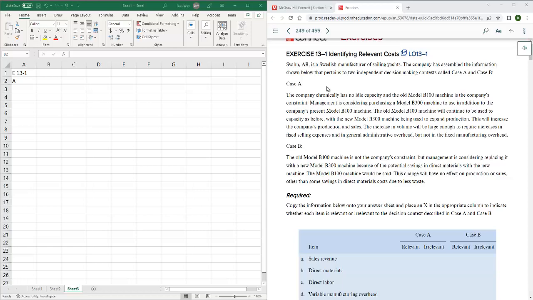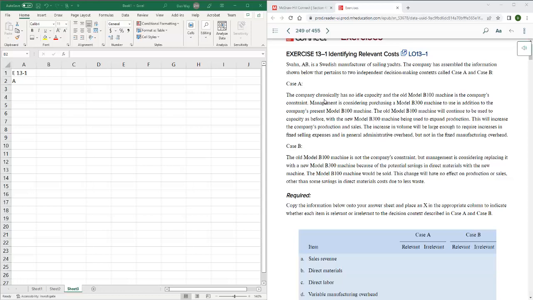So that said, Svan AB is a Swedish manufacturer of sailing yachts. The company has assembled the information shown below that pertains to two independent decision-making contexts called Case A and Case B. And we're actually just going to talk in this video about Case A only.